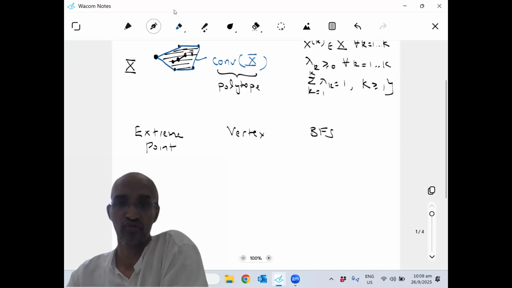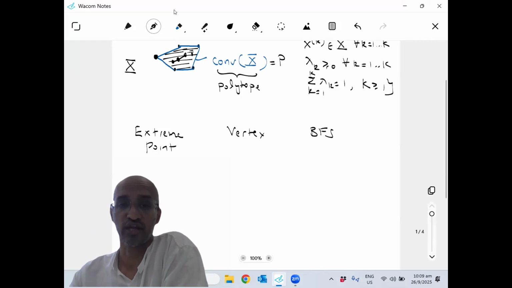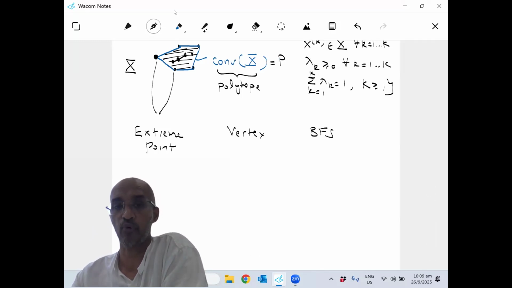So this is my polyhedron basically. So this is an extreme point. This is also an extreme point. This is also an extreme point. All of these are. So in this example, there are actually 5 different extreme points.